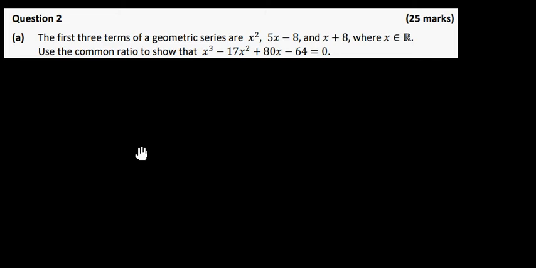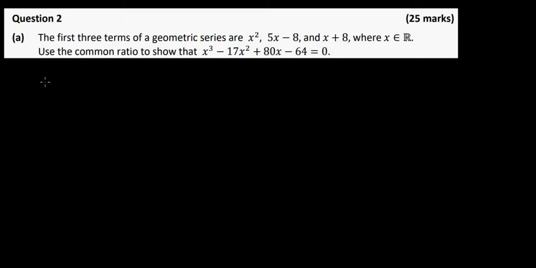Now we've got to use the common ratio to show that x cubed minus 17x squared plus 80x minus 64 is equal to 0. So it's really telling us what to do here. In a geometric series, you're multiplying any particular term by the common ratio to find the next term, and then you're multiplying that term by the common ratio to find the next term. So if we divide the second term by the first term, we'll get the common ratio. Similarly, if we divide the third term by the second term, we'll also get the common ratio, so they should be equal.